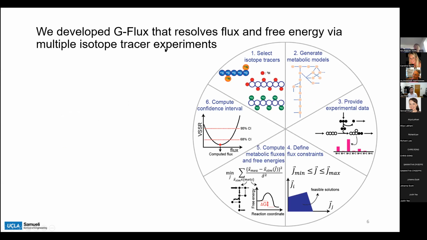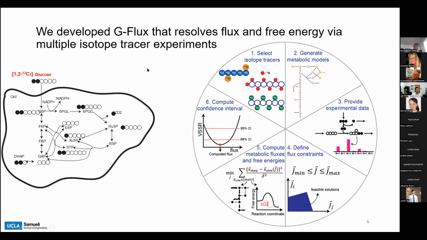So based on the need to measure flux and free energy inside the cell, we developed G-Flux, which resolves the flux and free energy throughout multiple isotope tracer experiments. This panel shows the steps for operating our software to eventually get free energy and fluxes. For example, if you're using 1,2-13C glucose in your experiment, you can choose your type of isotope tracers here. Then, if you're looking into upper glycolysis and the pentose phosphate pathway, you can generate the metabolic models inside my software to build a model.